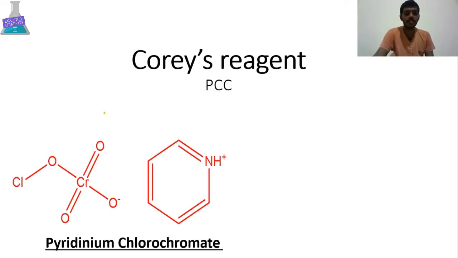Hiya, today in this video we are about to discuss a very important reagent, which is PCC. This is called pyridinium chlorochromate, and this is the structure of this one. It is also called Corey's reagent.